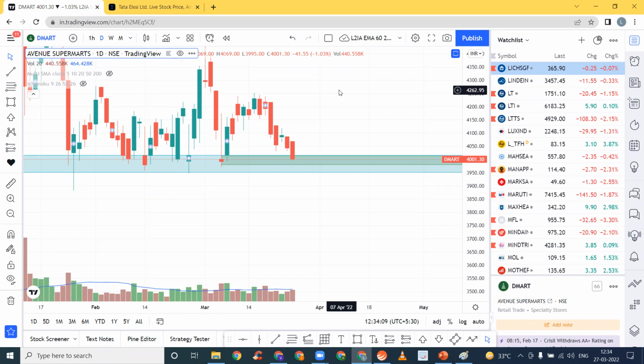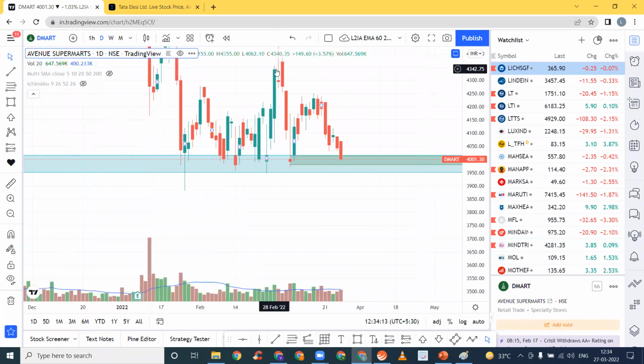Even though the stock may not be doing well, from the future point of view, DMart is a very good stock to hold.